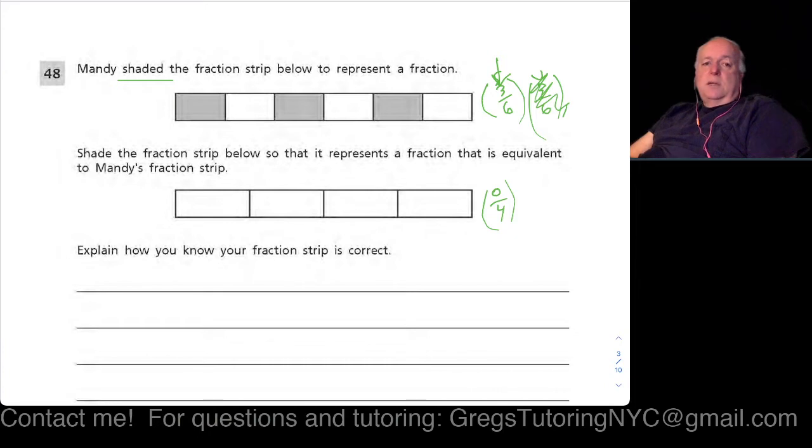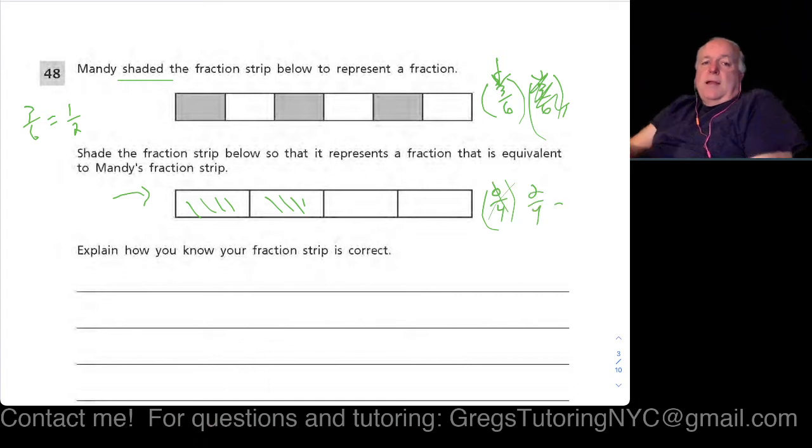Then it says shade the fraction strip below this one here now, so that it represents a fraction that is equivalent to Mandy's fraction strip. Well, if she got 3/6, we know that's equal to a half. So how do we get half of this? We can do this and this, and we get 2/4. And we know that's also a half.